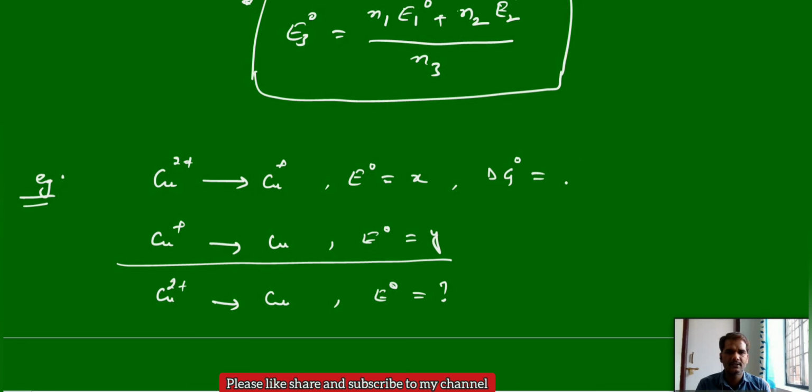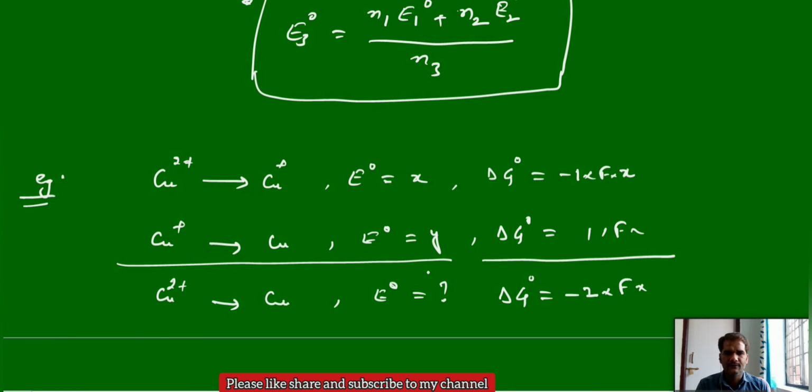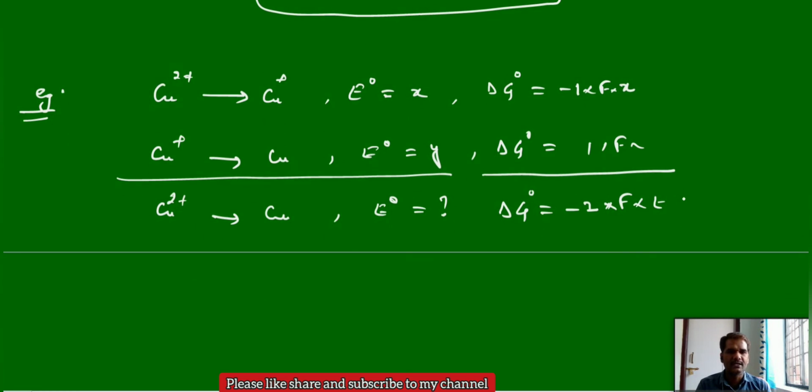So first you have to convert this into Gibbs free energy. Delta G naught is equal to minus n, the number of electrons involved here is 1, F X. And for this case, delta G naught is equal to minus 1 into F and Y. And in the final case, delta G naught is equal to minus the number of electrons involved, that is 2 electrons, into F, and the E naught value. Gibbs energy is additive in nature, so by adding these two, we will get it.